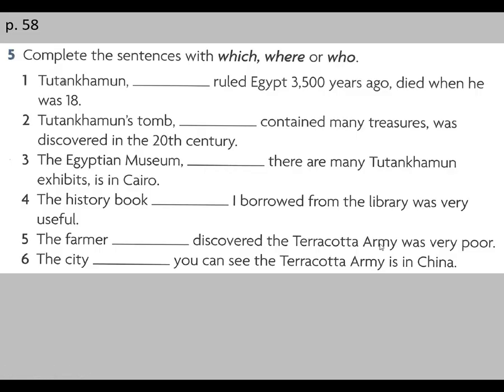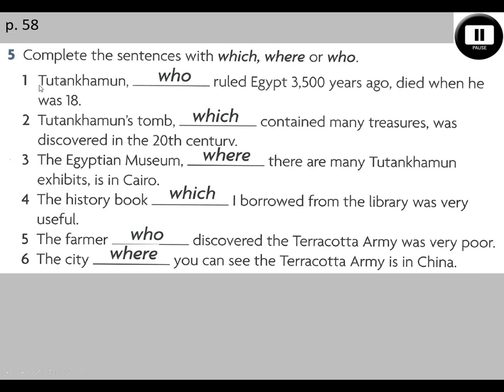Now please go to page 58 and look at exercise 5. In this exercise, you will complete the sentences, the blanks, with which, where, or who. Pause the video here, do the exercise, and come back to check your answers. Here are the answers in 3, 2, 1.